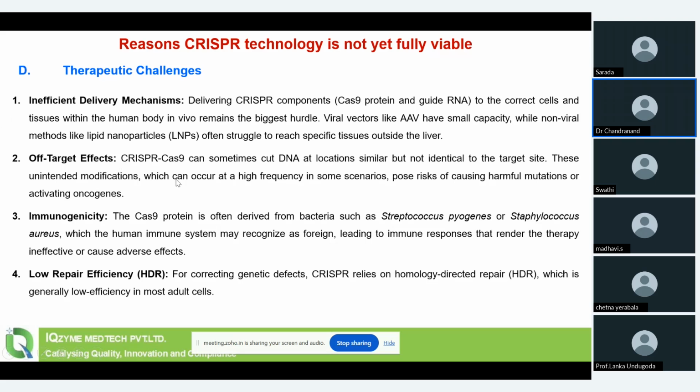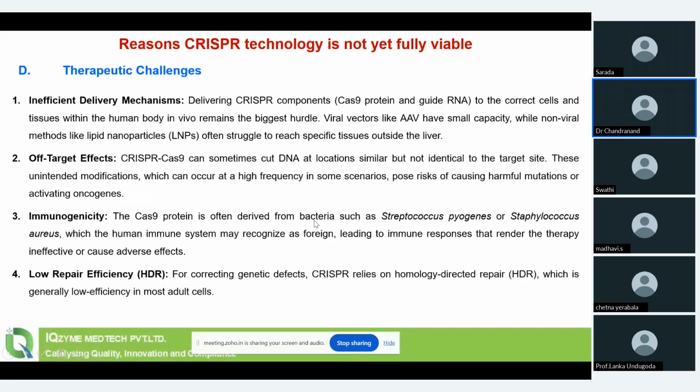Off-target effects, which I have been mentioning repeatedly. This is again, while you are developing the sequence, there are mutations or new kinds of unintended sequences that come in the way, and then they trigger unwanted mutations in the body or in the cells. Then immunogenicity.